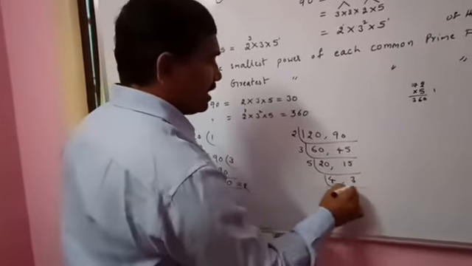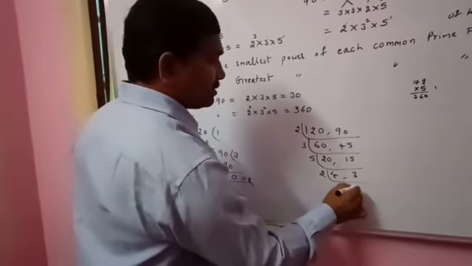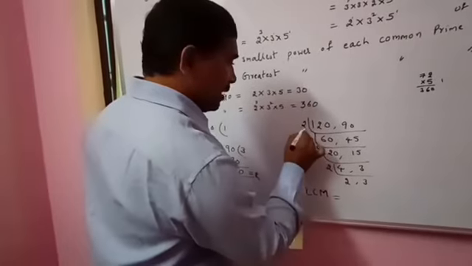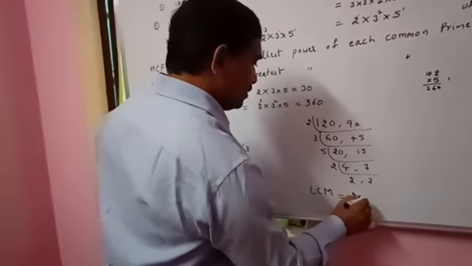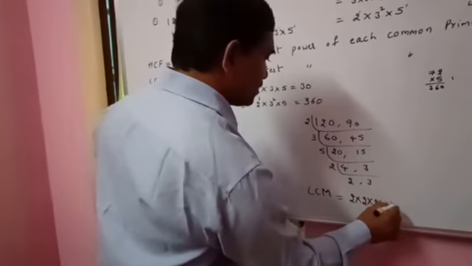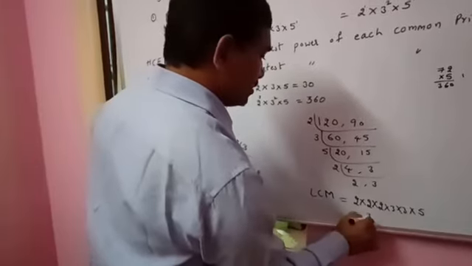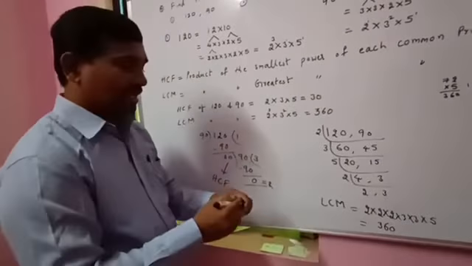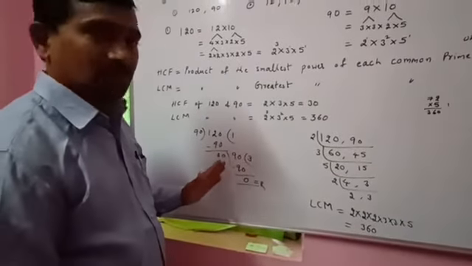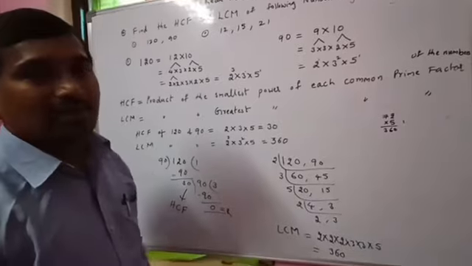Now, if you want to write 4, it can be written as 2 twos, and the 3 as it is. Now multiply all this. LCM equals the product of all this: 2 into 2 into 2, 3 repeated 2 times, into 5. So what is the value? 360. So this is the way of finding LCM we learned in the lower classes, and HCF using the division method. Here we are finding HCF and LCM using the prime factorization method.